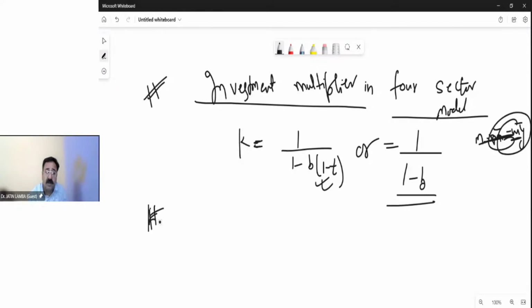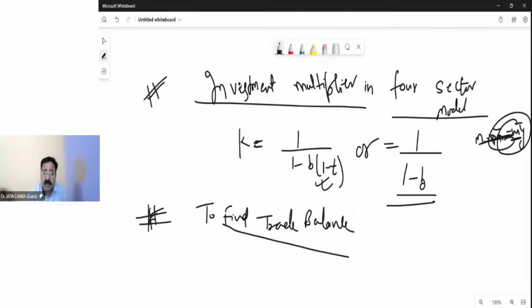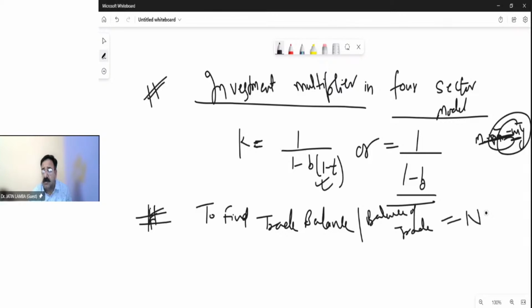But here are 2 different things you must learn. What are the 2 different things, sir? First one is, if it is asked to find trade balance in any question, it may be said either trade balance or balance of trade. ट्रेड बैलेंस और बैलेंस ऑफ ट्रेड. तो दिस इज नथिंग बट नेट एक्सपोर्ट. This is simple net export, export minus import, right?